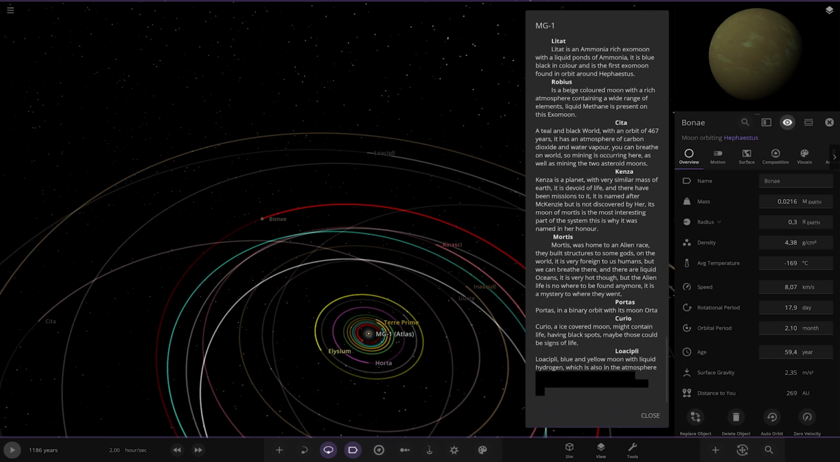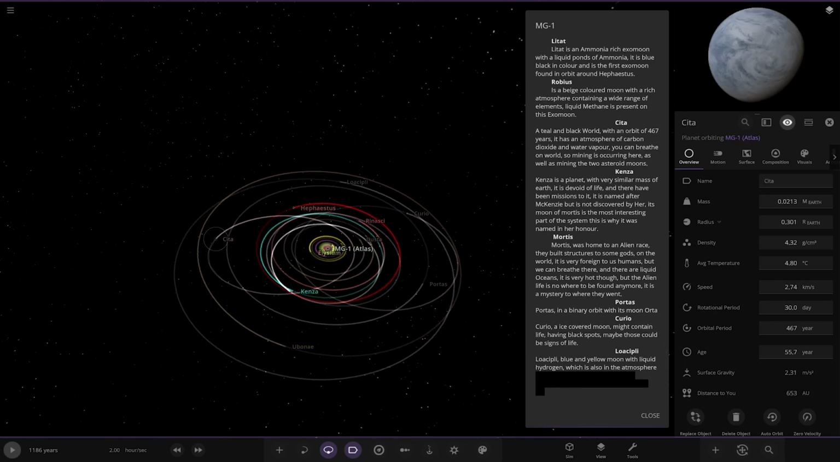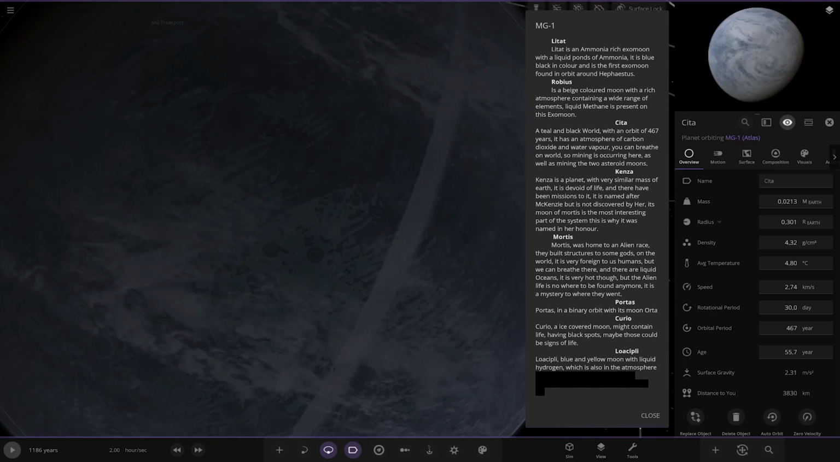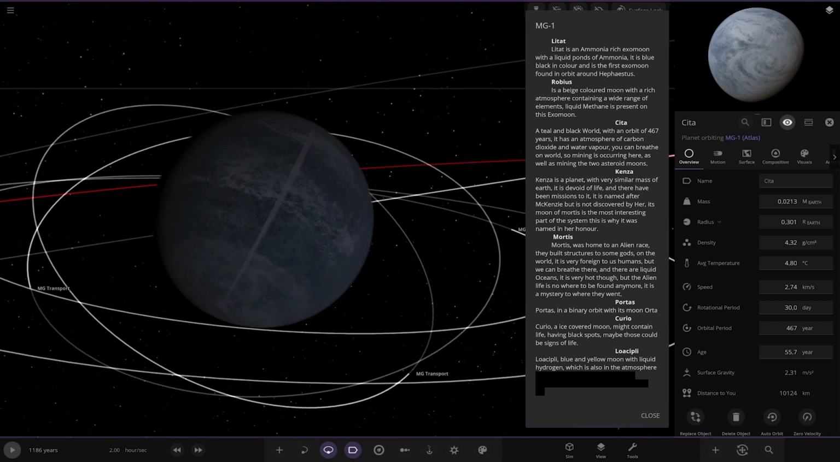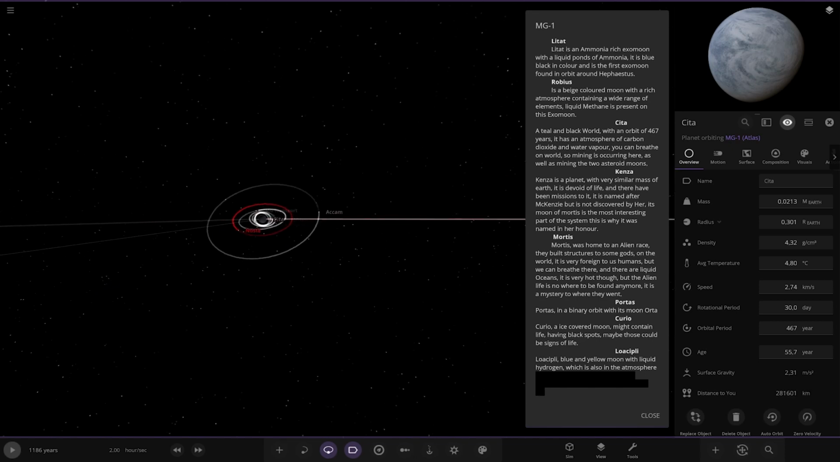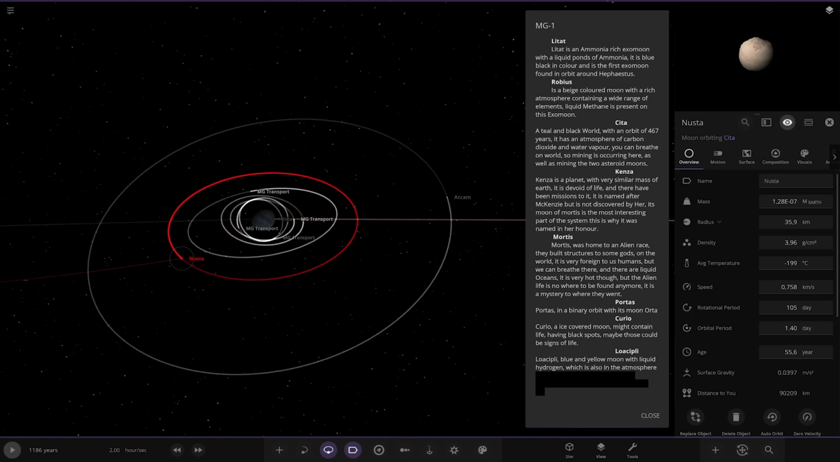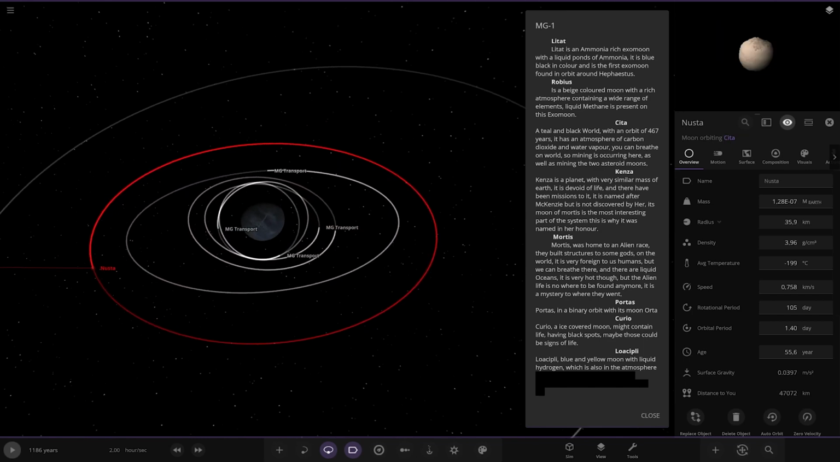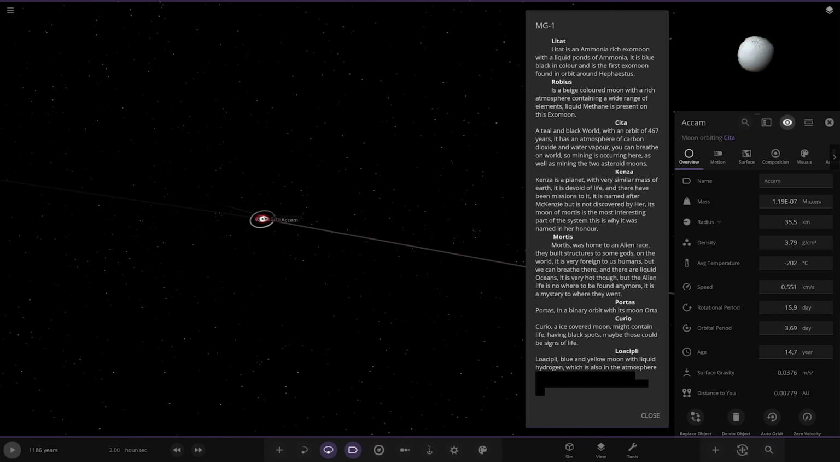Next up, we're heading to Sitta. Over here. A Tierland black world with an orbit of 467 years. It's an atmosphere of carbon dioxide and water vapour. You can breathe on world, so mining is occurring here, as well as mining to asteroid moons. It's 4 degrees, not too cold, could be worse. There's a little moon as well, Nasta. And Akam, 2 asteroids. Okay.